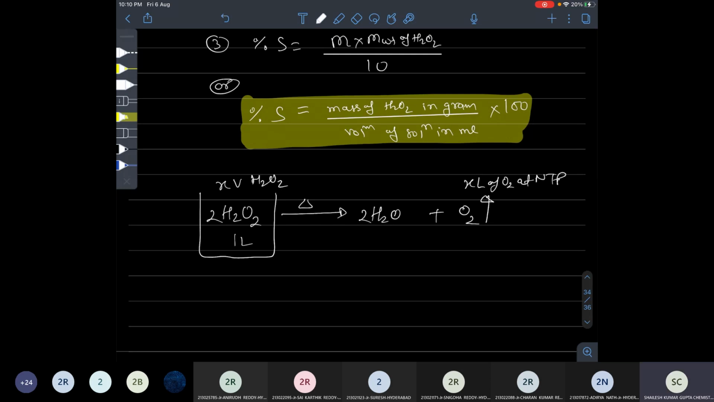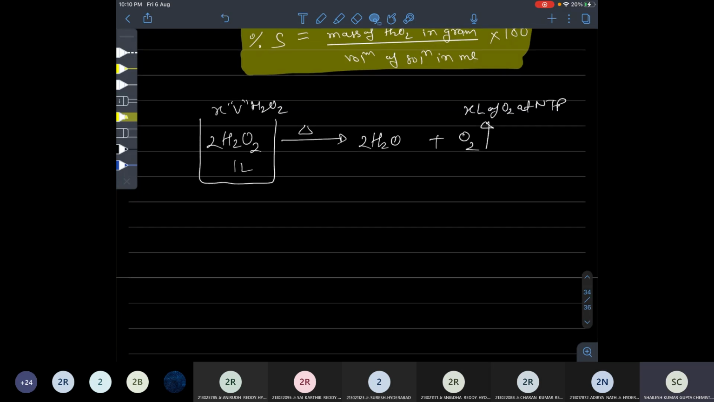So what is the meaning of X volume H2O2? It means when 1 liter of H2O2 is completely decomposed, we will get X liter of O2 at NTP. That's the literal meaning of this. From here, you can derive it, isn't it?